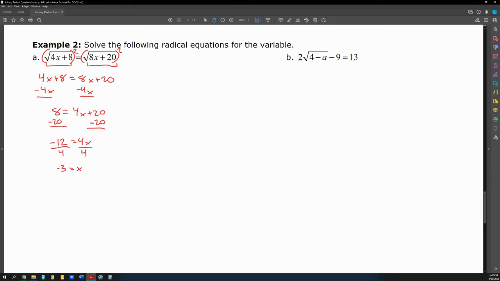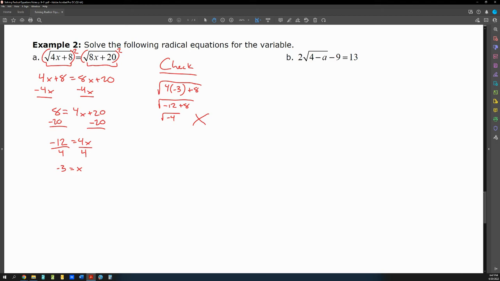So in the first radical, here's our check. In the first radical where we have 4x plus 8, I'm going to plug in -3 for x. So we have 4 times -3 plus 8. Well, 4 times -3 is -12, and then plus 8. And evaluating that radicand, we get the square root of -4, which does not work. We cannot have a negative inside the square root.